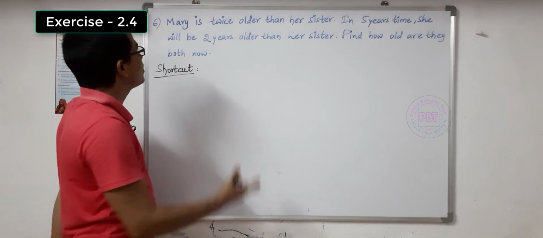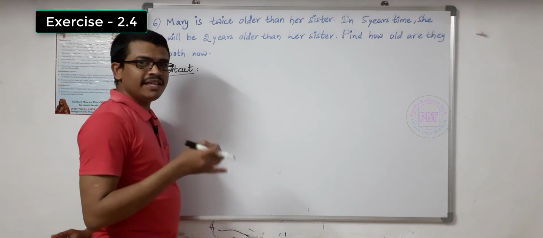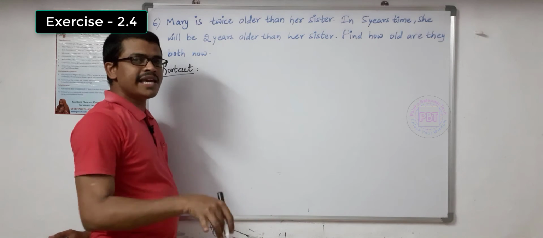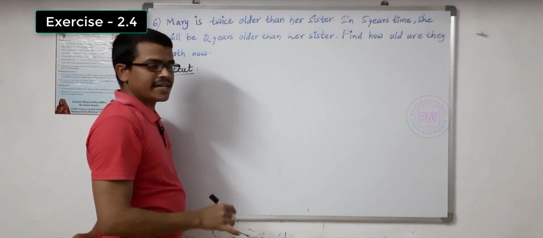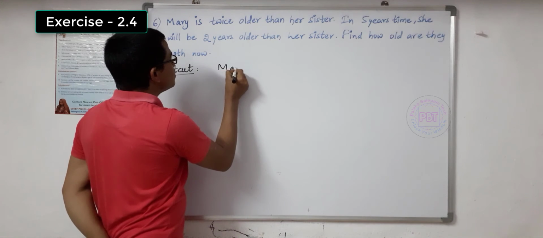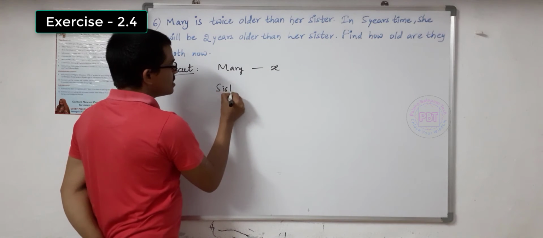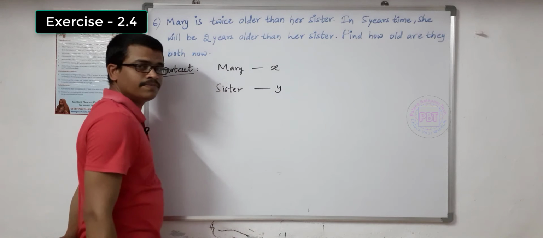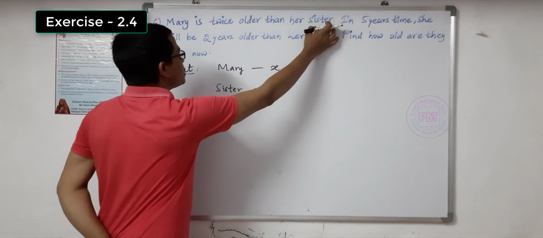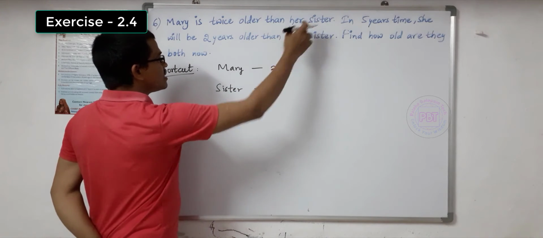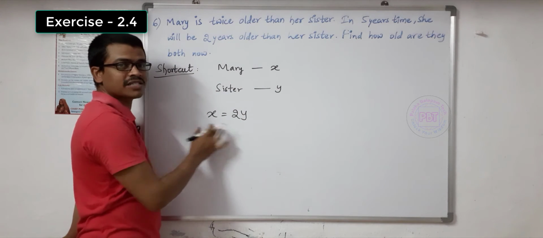Now let us see the shortcut method for this question. If you observe the question, Mary is twice older than her sister. So in this statement, who is elder, who is younger? Mary is elder, her sister is younger, isn't it? Now I am taking Mary's age as x years, and her sister's age I am taking as y. According to the first statement, Mary is twice older than her sister. So Mary's age is x. How is the x? 2 times the sister's age, 2y. It is the first equation.